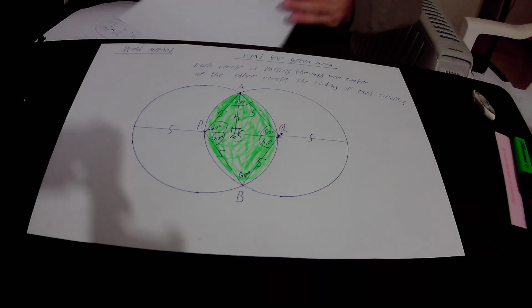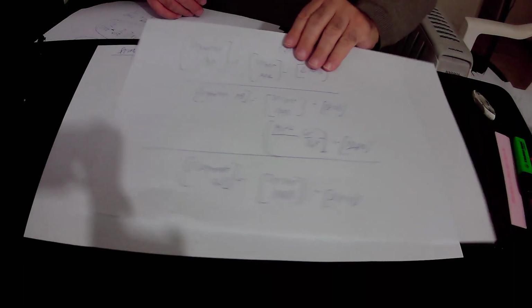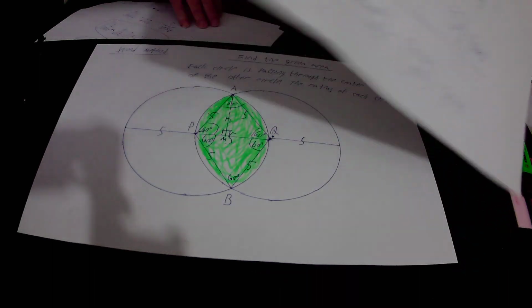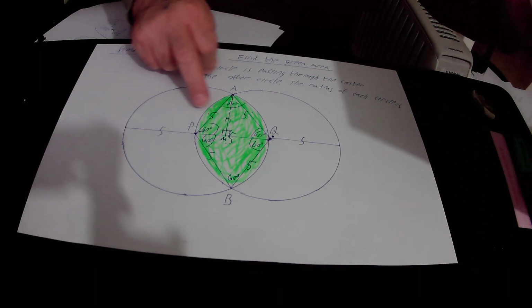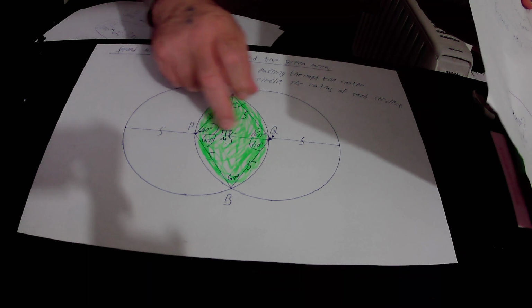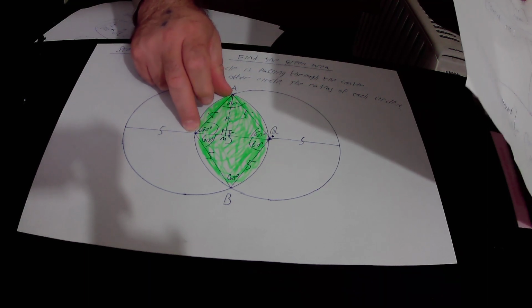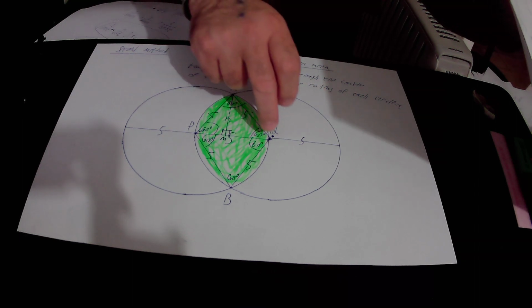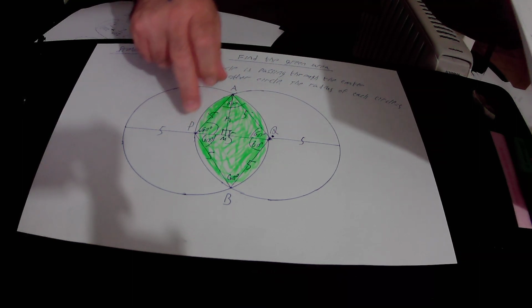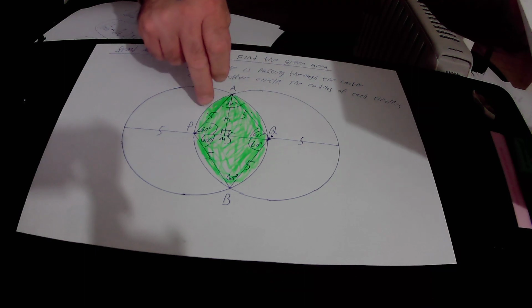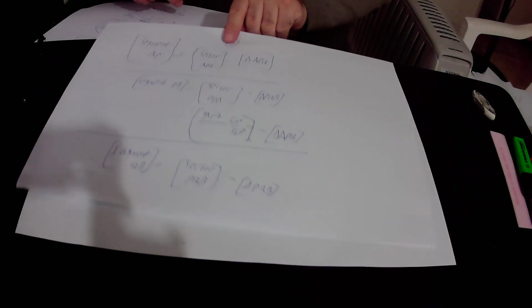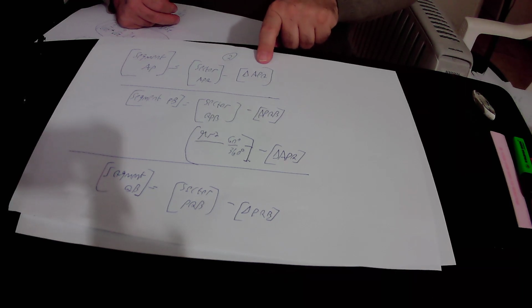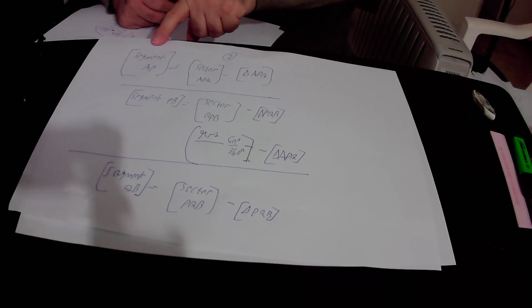Again, the area of segment AP will be equal to the area of sector APQ minus the area of triangle APQ.